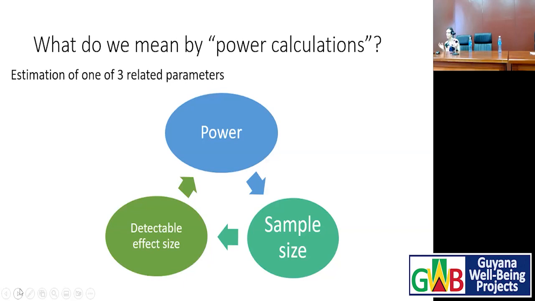Now, when we talk about power calculations, we're actually talking about estimating one of three related parameters. So there's power, which we just talked about. That's very closely related and dependent on the sample size and the detectable effect size. So we have these three quantities, and we can estimate one of them, and we'll need to make assumptions or have information about the other two, and collectively we call this the power calculation. So the calculation may actually be for power, or it may be for sample size, or it may be for the detectable effect.